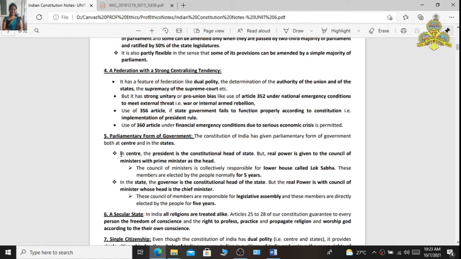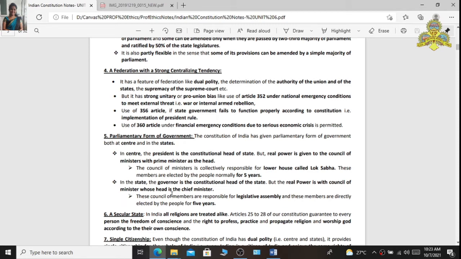Okay? In center, the president is the head, but the real power is given to the councils of ministers, and the prime minister is the head for the councils of ministers. This councils of ministers is collectively responsible for the lower house called as Lok Sabha. These members are elected by the people normally for 5 years.